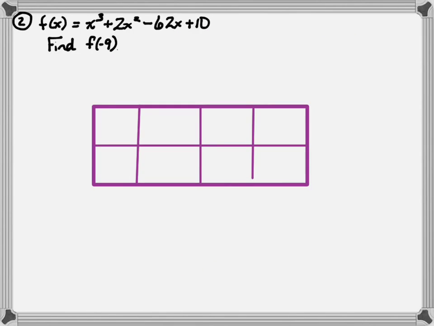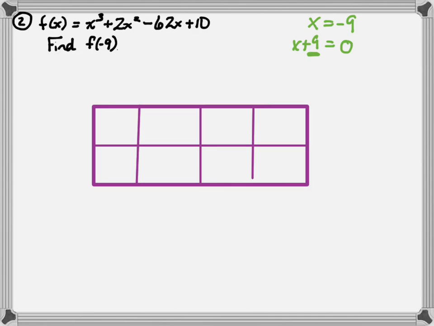So let's look at another one. We have f of x is equal to x cubed plus 2x squared minus 62x plus 10. And we're trying to find out what's happening at f of negative 9. So what is the value at f of negative 9? And the remainder is what tells you the value. So what would my factor be? That's x minus negative 9, or x plus 9. So it's going to be x plus 9.